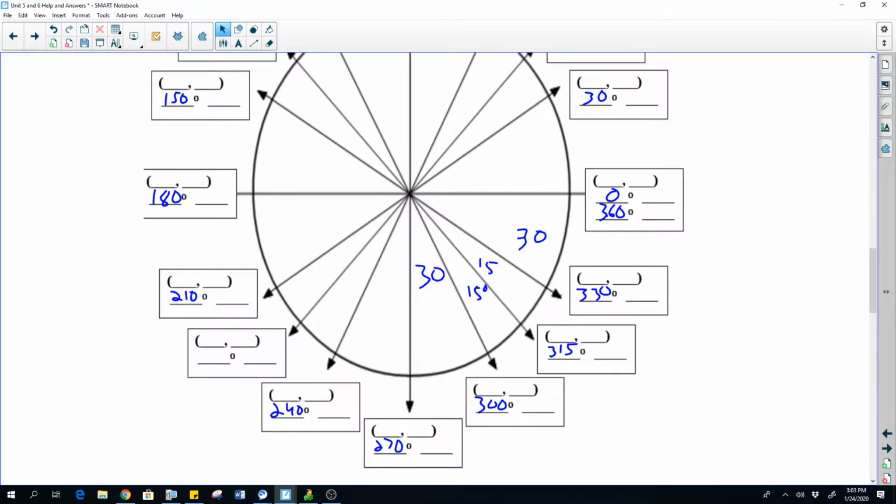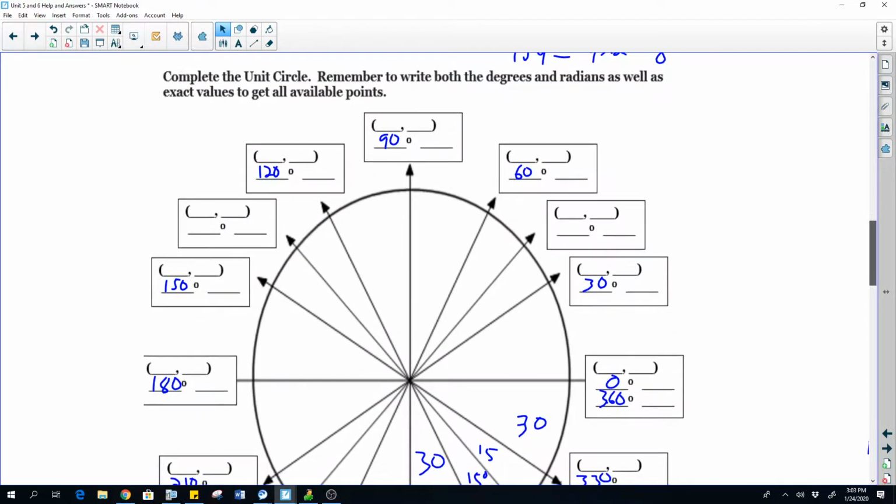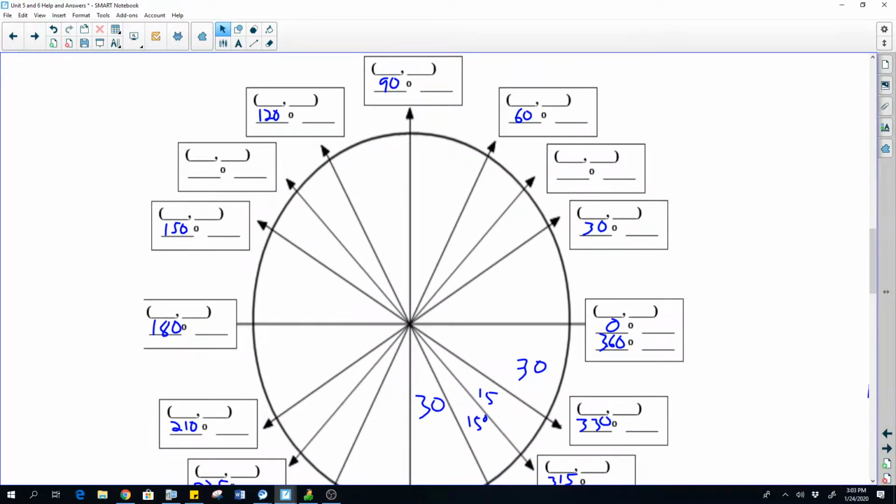Cool. So that means this right here is 225 because 210 plus 15. Awesome. And then up here, we've got 30 plus 15 is 45. And then over here, 120 plus 15 is 135. So there's all the degrees filled in, 0 all the way to 360.